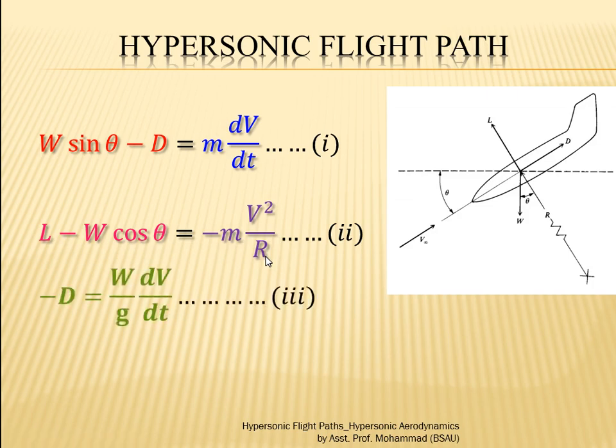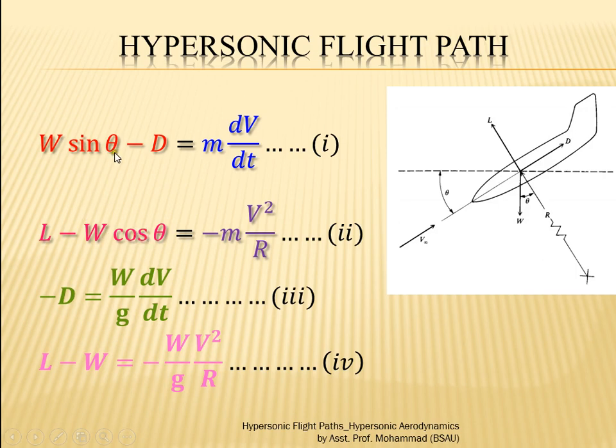So on rearranging, we get these equations. Now, after these two equations, we put an assumption that theta is very small. If theta is small, then sin theta is equal to theta, and cos theta is equal to 1. And if theta is really very small, then sin theta can be taken as 0 also. So this term vanishes, and this term becomes 1.